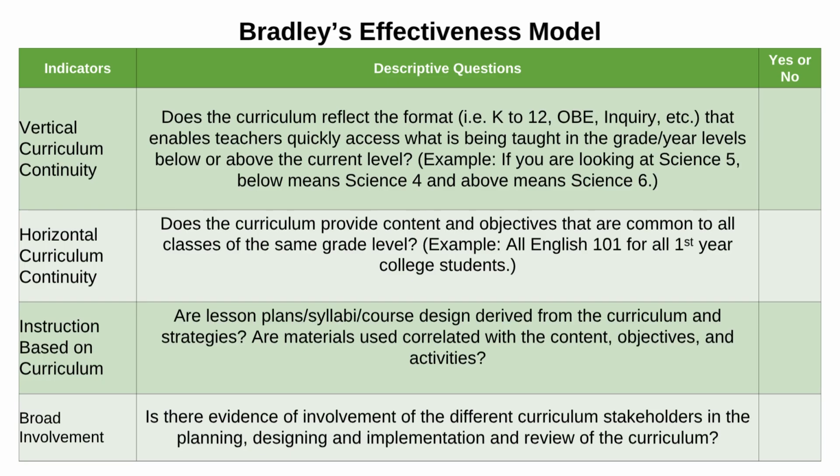2. Horizontal curriculum continuity. Question: does the curriculum provide common content and objectives across all classes at the same grade level? Example: all English 101 sections in college should have the same syllabus, with uniform learning objectives and assignments.